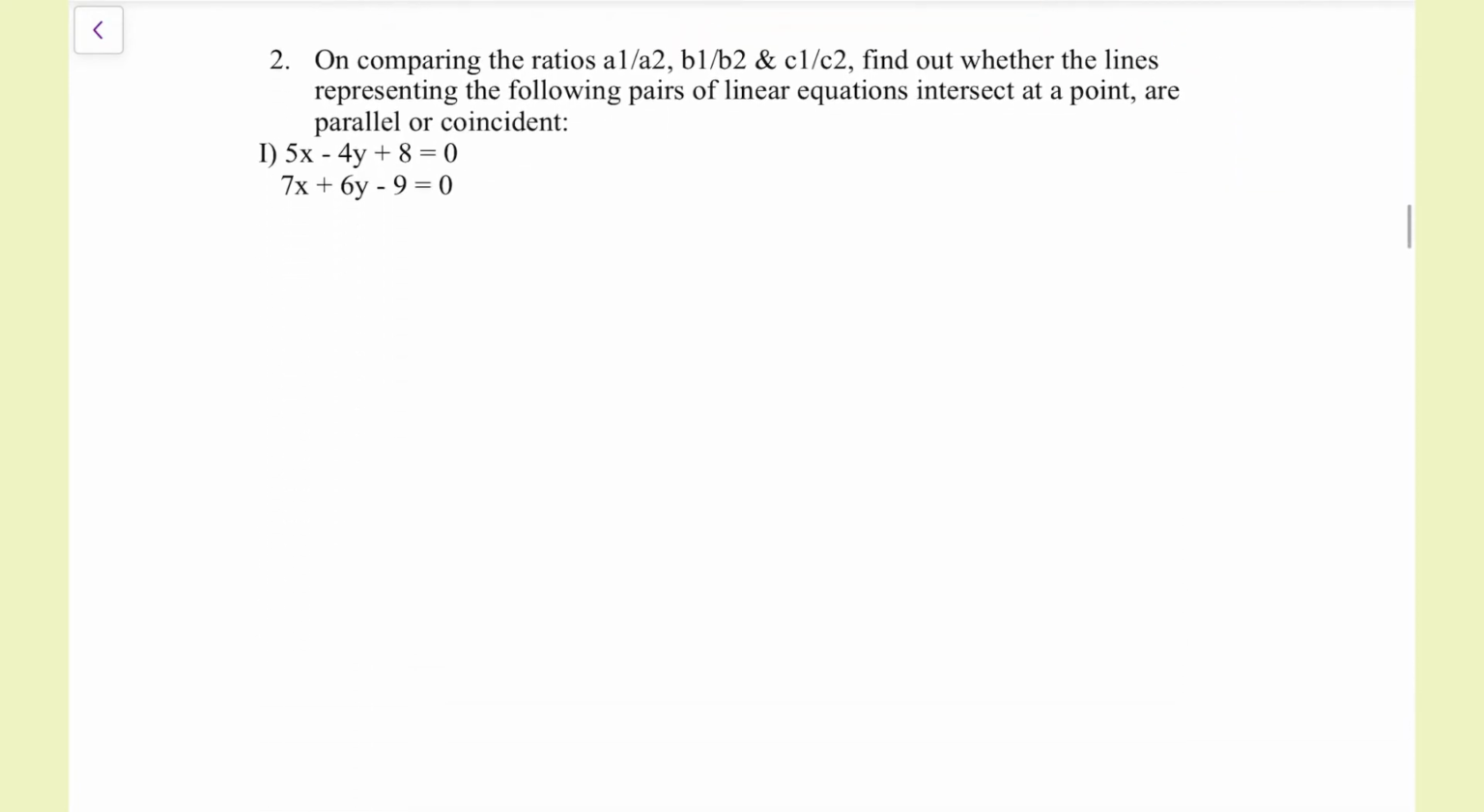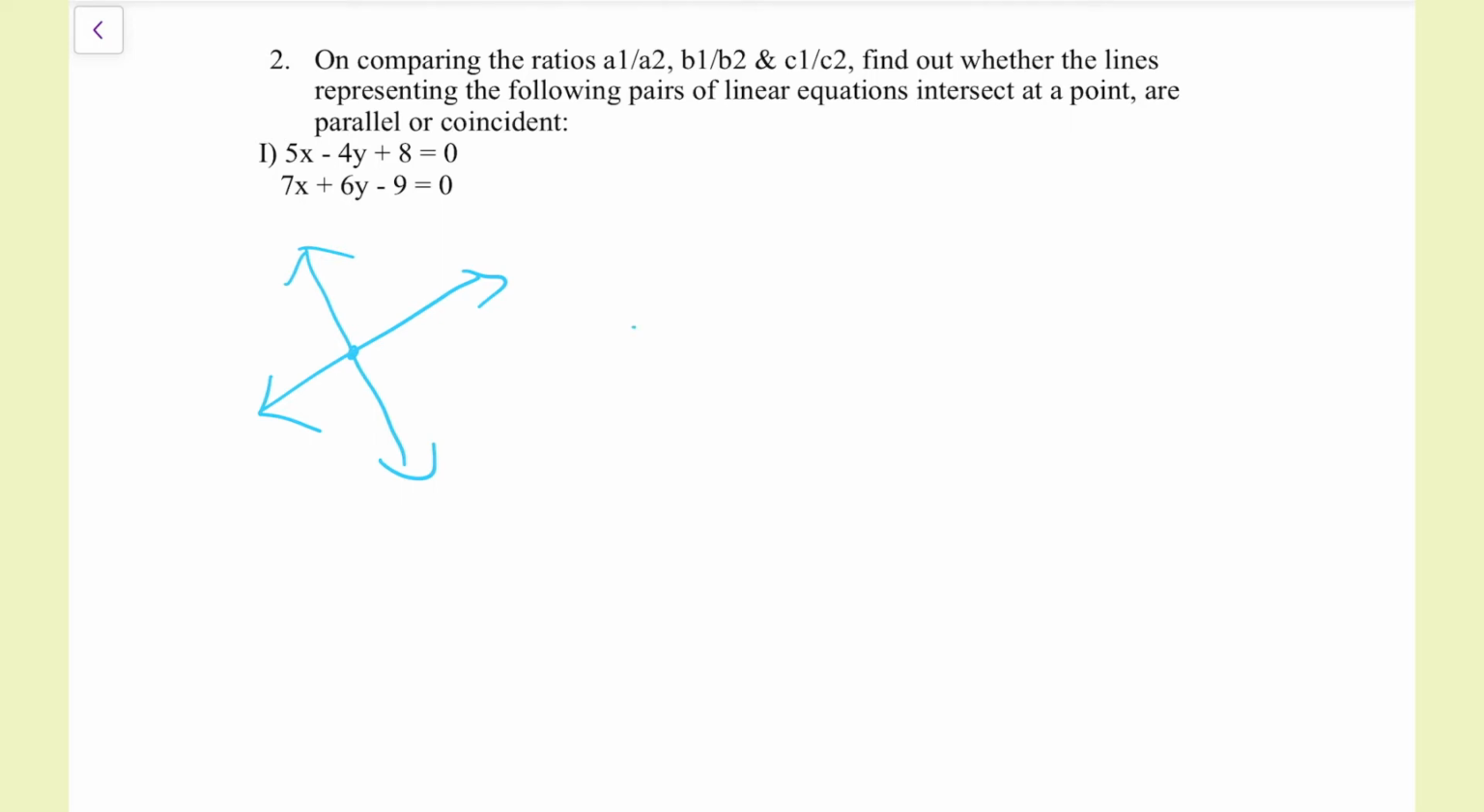Let's move to the bit number 2. On comparing the ratios a1 by a2, b1 by b2 and c1 by c2, find out whether the lines representing the following pairs of linear equations intersect at a point, are parallel or coincident. When we are drawing the graph, totally we will have 3 possibilities. The first possibility is that 2 lines will touch each other at only 1 point.